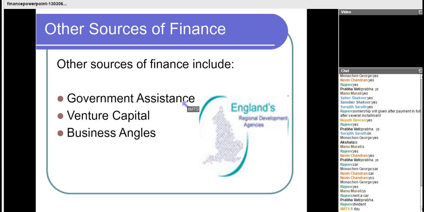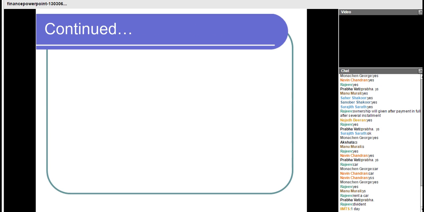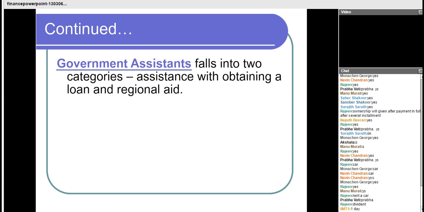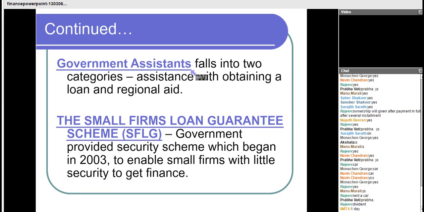Now other sources of finance are government assistance, venture capital and business angels. Government assistance can either be a loan or a regional aid, and it's not available for every business. It is available only to specific types of business.